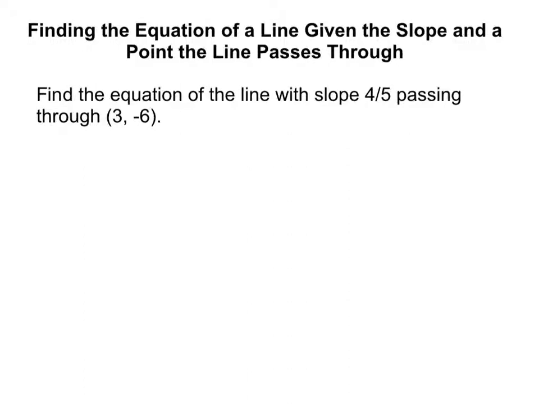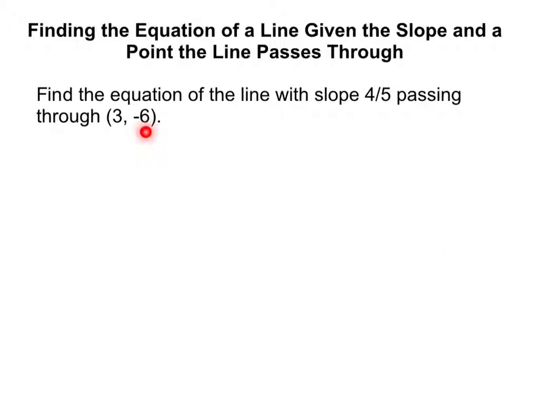Find the equation of the line with slope 4/5 passing through (3, -6). So this is another example on finding the equation of the line given the slope passing through a certain point.